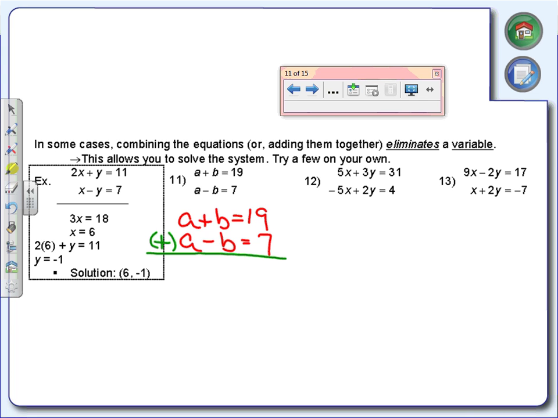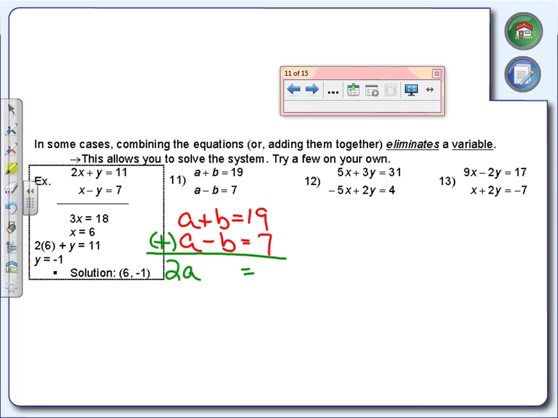In other words, I'm going to take this A and add it together with this A. So A plus another A is going to give you a 2A. Now I'm going to add the B's. I've got a B plus a negative B. B plus a negative B is a 0. There are no more B's. What just happened to the B's? They just got eliminated. That's why we called it elimination. We're trying to get rid of something, and we just got rid of the B's.